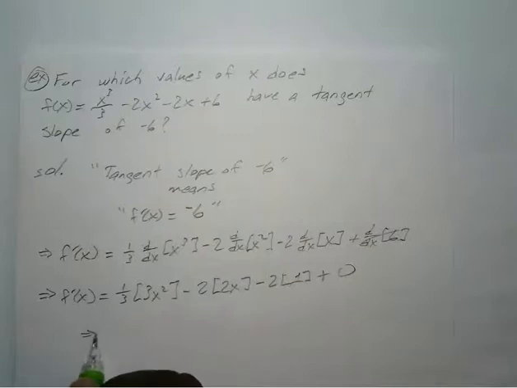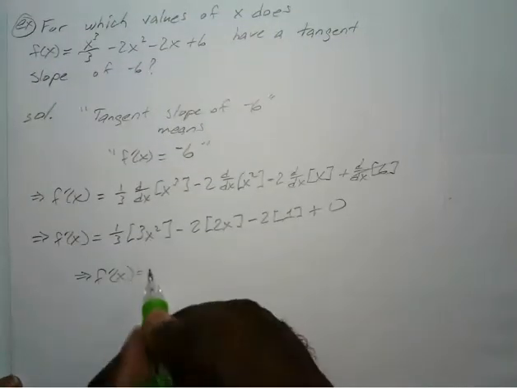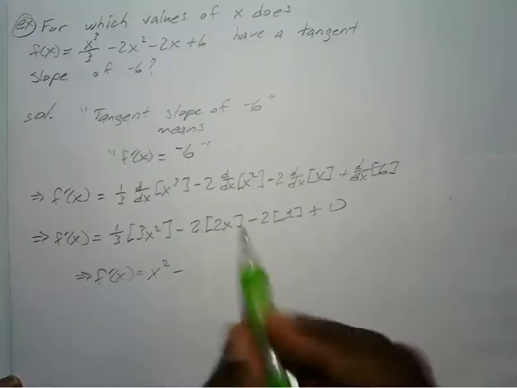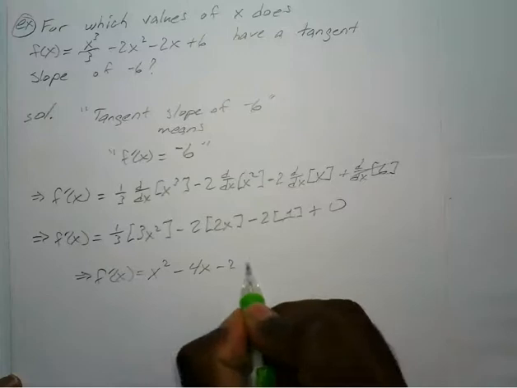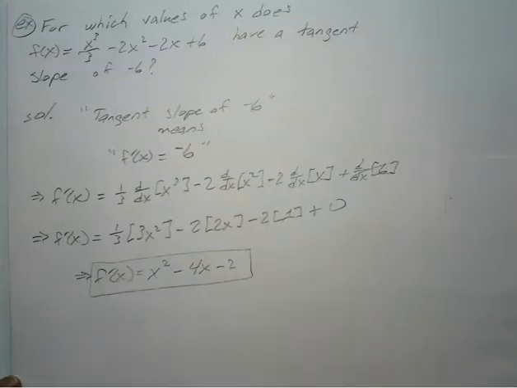Okay, so that means our f prime of x is equal to, the 3's cancel out, so that leaves us with just x squared. Minus 2 times 2 is 4, so we have 4x. Minus 2 plus 0, so that just stays the same. So we have our first derivative, f prime of x equals x squared minus 4x minus 2.